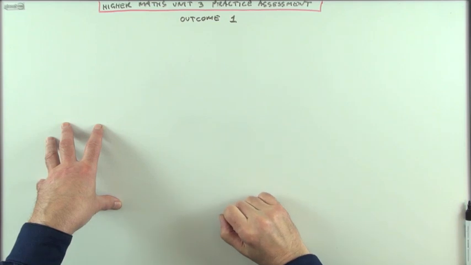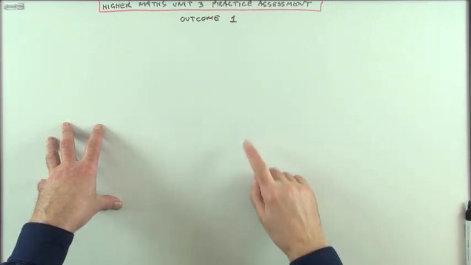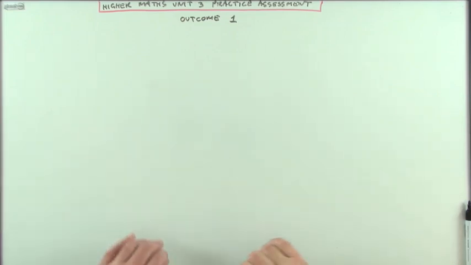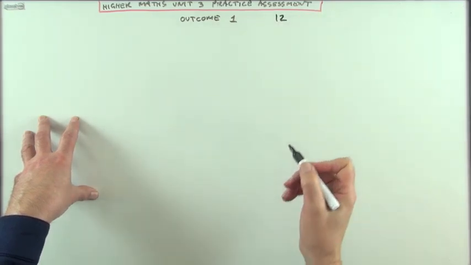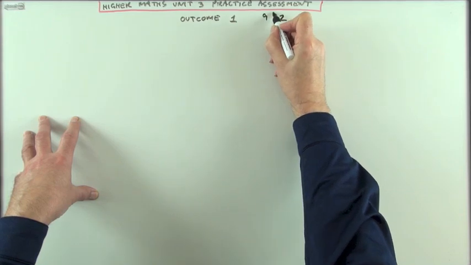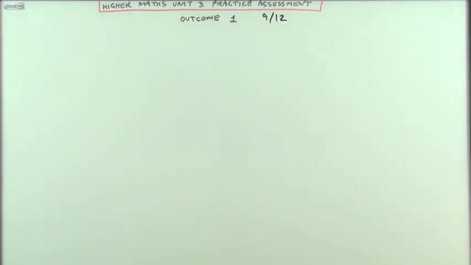So, Higher Maths Unit 3 Practice Assessment, NAB 3 if you like. Outcome 1, three-dimensional vectors. For this outcome there are 12 marks available, and in order to pass it you will need to get 9 out of those 12 marks.